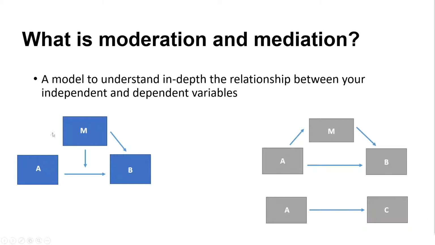So for instance, over here we have an example of moderation. Moderation occurs when the relationship between two variables, your independent variable and your dependent variable, depends on a third variable, M. We characterize M's influence on the relationship between A and B as an interaction effect, whereas a mediator mediates the relationship between the independent and dependent variables. So in this case, M would be mediating the relationship between A and B. And then mediation also essentially helps explain the reason why such a relationship exists.